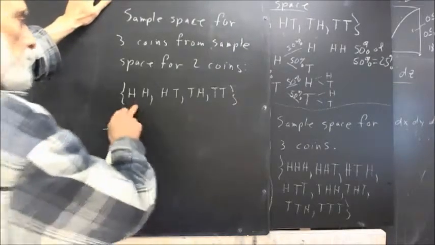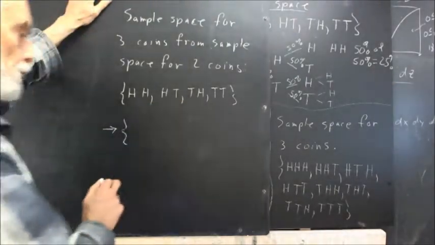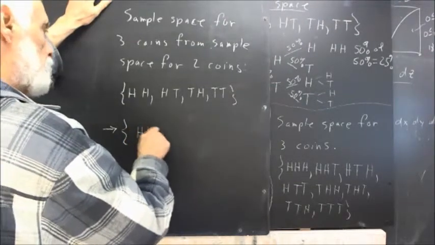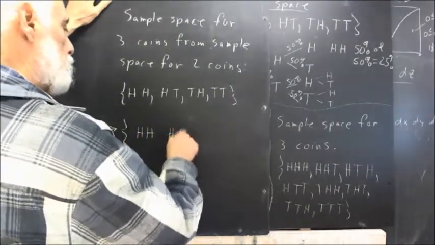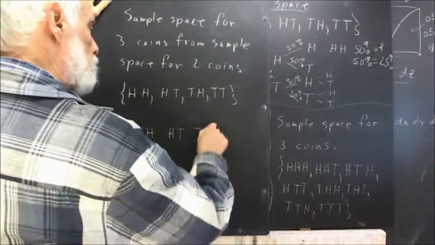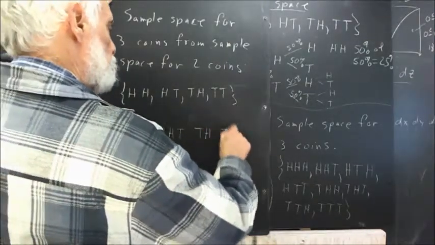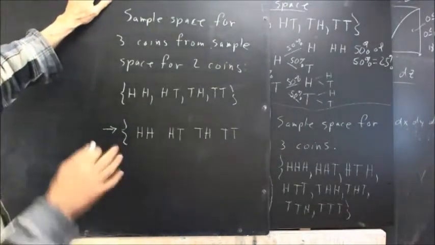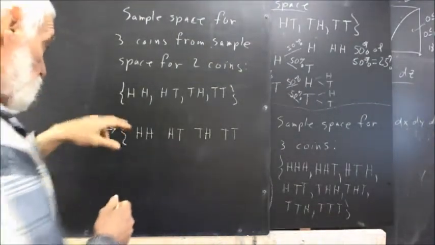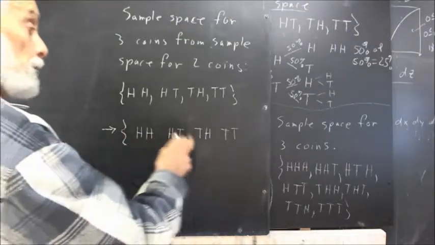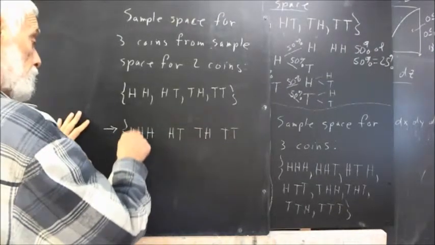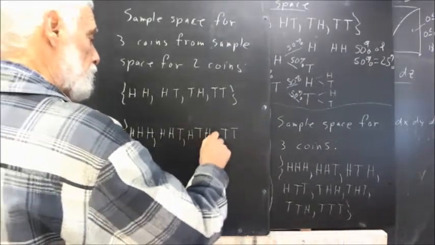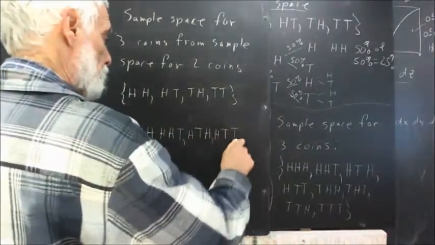I'm first going to list the sample space for 2 coins, and I'm going to leave myself a little room. We got heads, heads, we got heads, tails, we got tails, heads, we got tails, tails. I'm not going to put the end brace on this yet because I'm going to add something. I'm going to add a head in front of each of these. So I'm going to put a head here, and a head here, and a head here, and a head here.